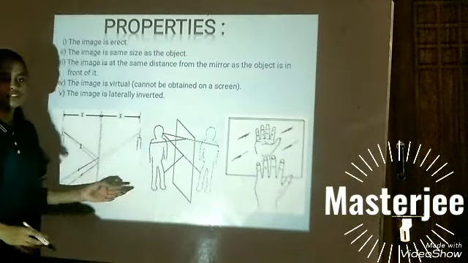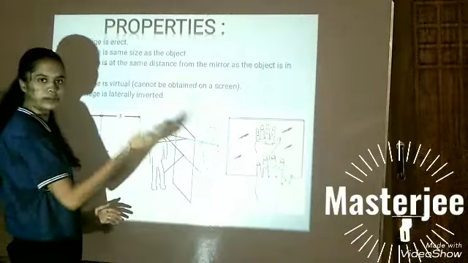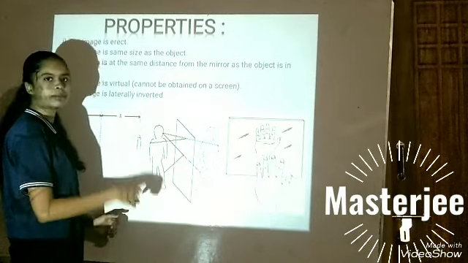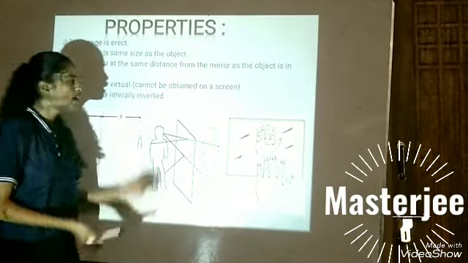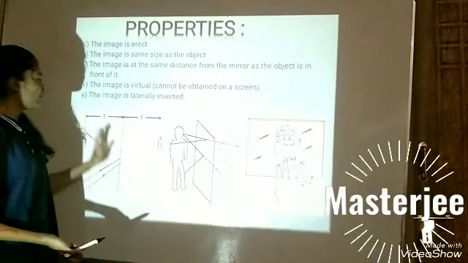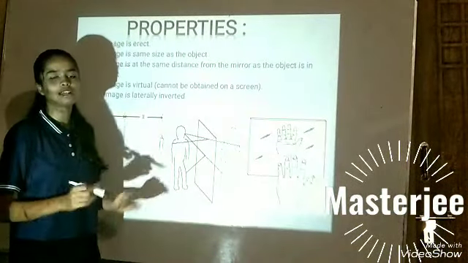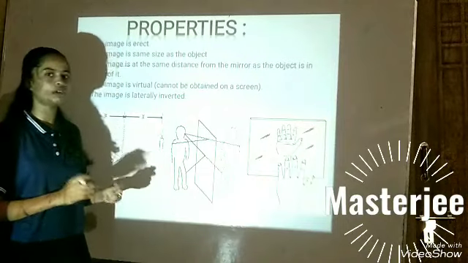The image is laterally inverted. The left side will be visible as the right side and the right side will be visible as the left side. And the focal length of the plane mirror is always infinity. This is the important point which we have to remember.